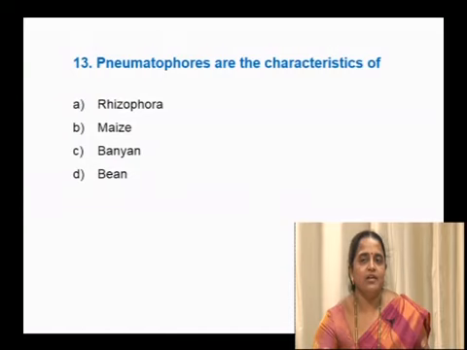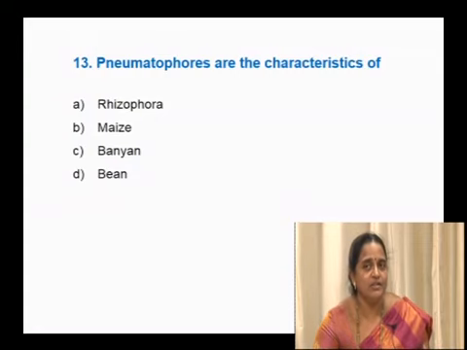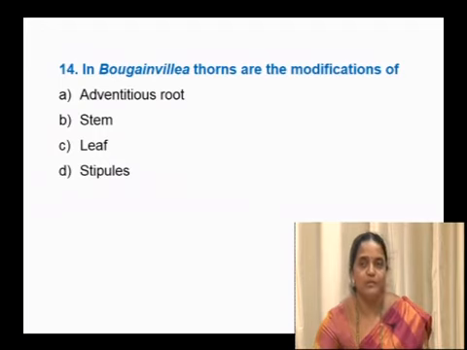Pneumatophores are the special aerial root branches developing in the plants called mangroves, and there are two examples of mangroves, Rhizophora and Avicennia. So, the option shows Rhizophora, and these pneumatophores are helping in gaseous exchange, that is respiration. So, it is found in Rhizophora.